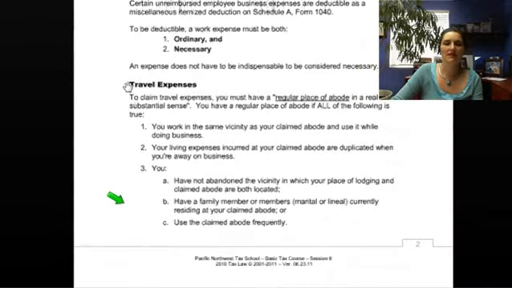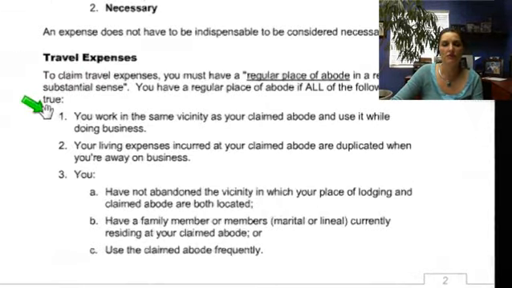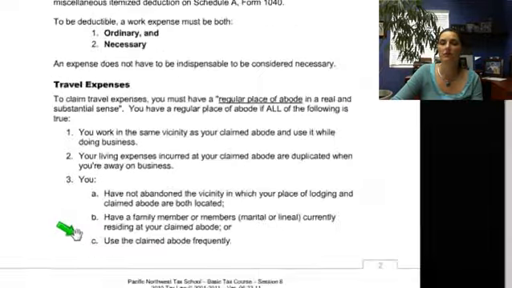We're also going to talk about travel expenses. And to claim travel expenses, you must have a regular place of abode in a real and substantial sense. You have a real place of abode or a regular place of abode if all of the following is true. You work in the same vicinity as your claimed abode and you use it while you are doing business. Your living expenses incurred at your claimed abode are duplicated when you are away on business, and you have not abandoned the city in which your place of lodging and claimed abode are both located. You have a family member or members, marital or lineal, currently residing at your claimed abode, or you use the claimed abode frequently.